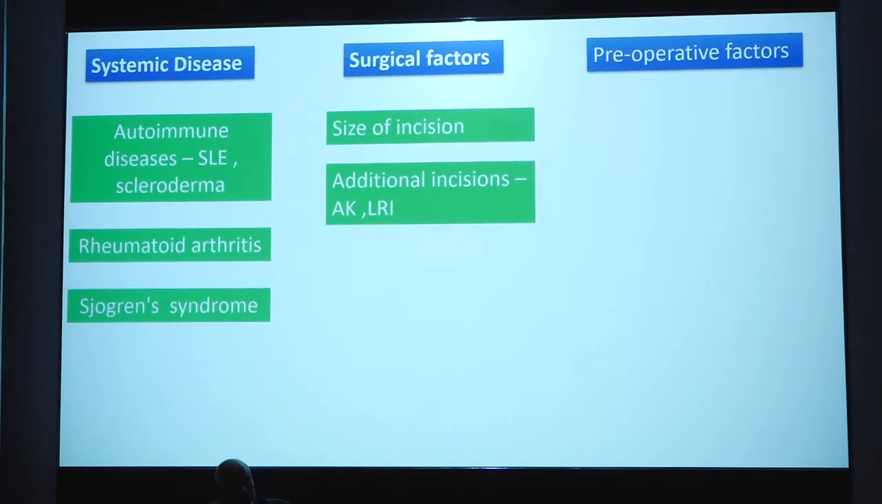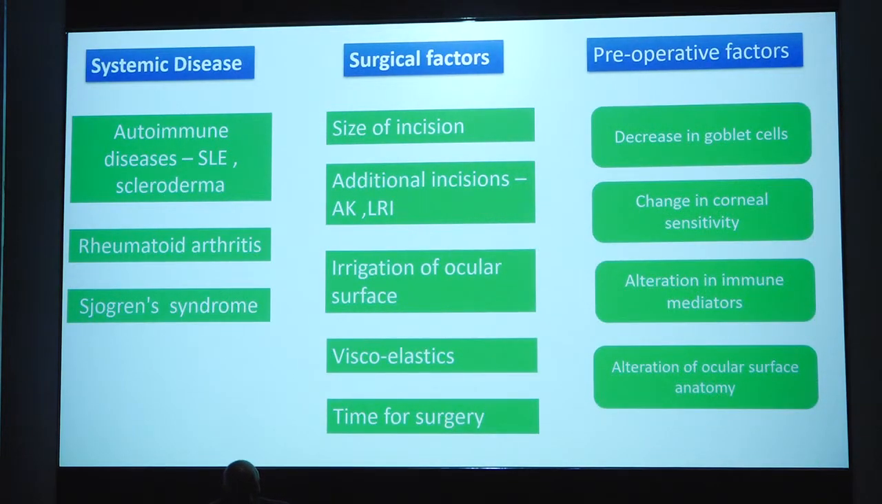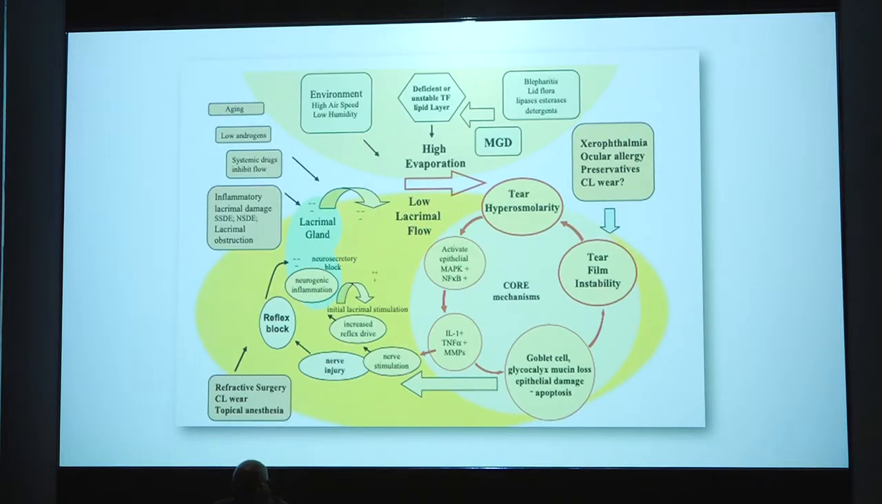The incision, the size of the incision, additional surgery, time of surgery, irrigation, and the pre-operative factors, like I already said, are all very, very important. So many factors have to be taken into consideration when you are doing it. So array of drops, self-medication. We have some patients who do not put the drops, and some people who think that by putting more drops, they will get better results. So the disease which was pre-existing and which was missed may get aggravated.